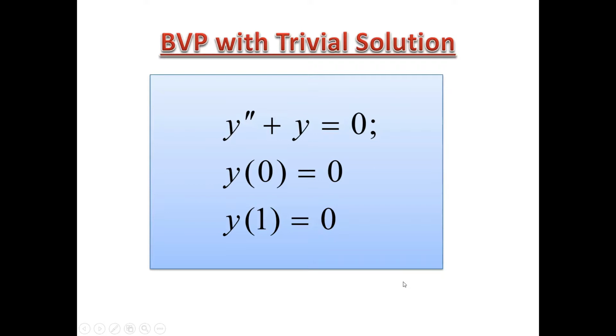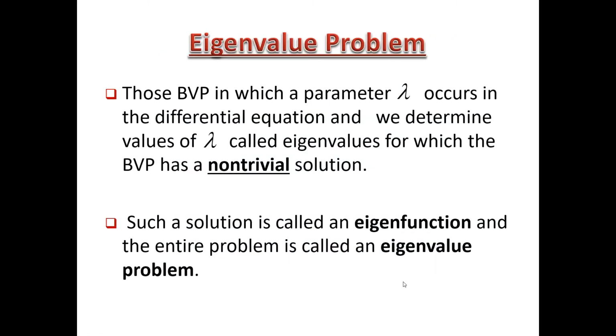To seek a non-zero solution of the homogeneous boundary value problems, we introduce a parameter lambda, which leads to eigenvalue problems, and so solutions of such boundary value problems are called eigenfunctions. The parameter lambda is called the eigenvalue.